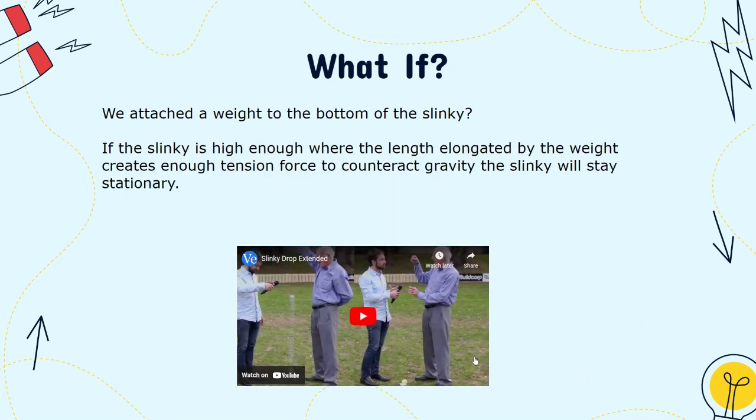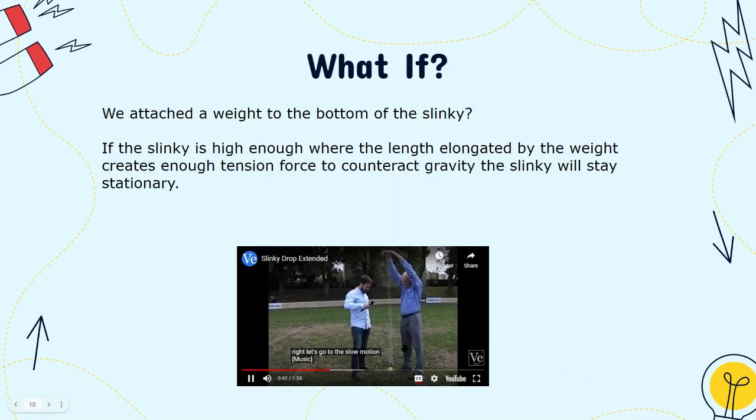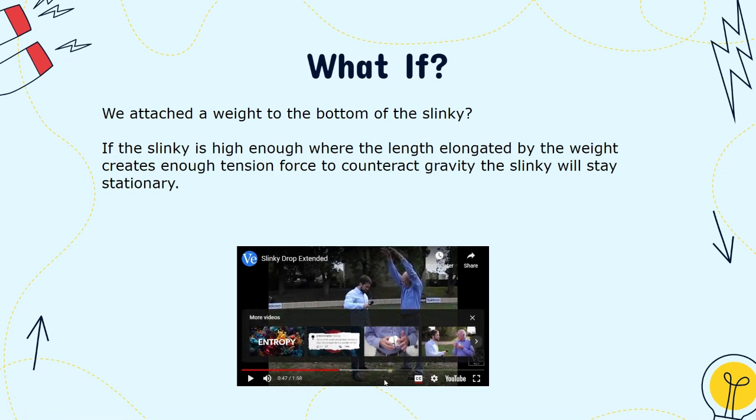And so what if we attached a weight to the bottom of the Slinky? This was actually tested in the same video. As you can see here, if you had the ball and the Slinky above ground, that means there's enough tension force for the ball to stay there, and so the ball and the bottom of the Slinky are still going to remain stationary, because this elongated Slinky is making it so that there's enough tension force at the top, which results in the Slinky being stationary at the bottom even if there's a weight attached.